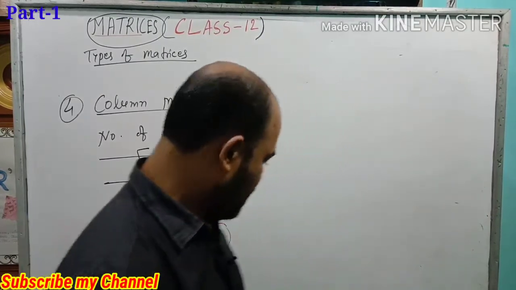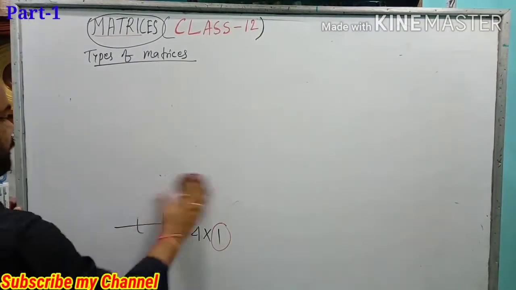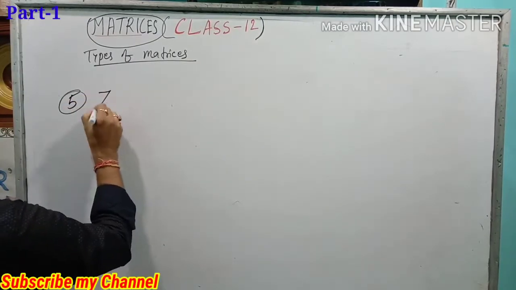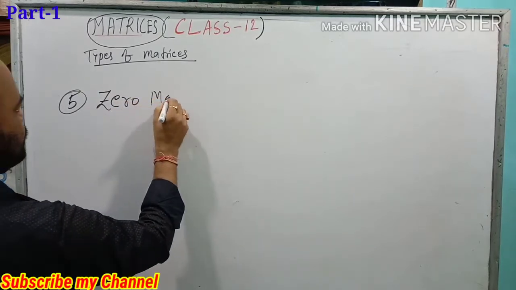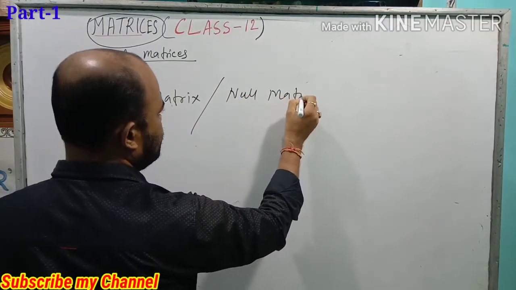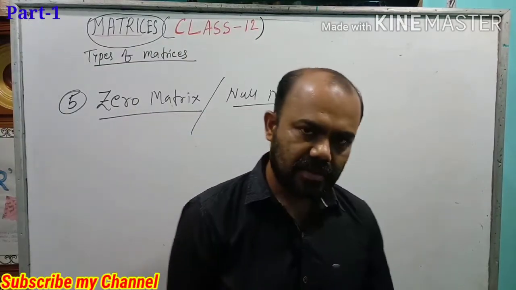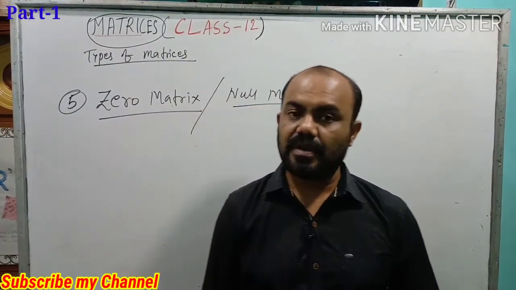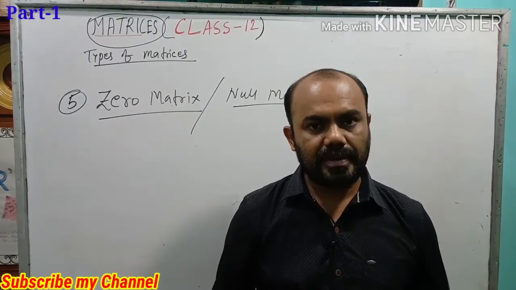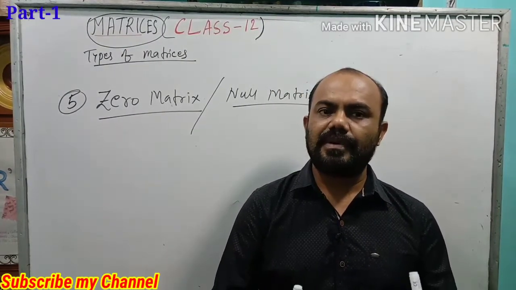The next one, a very important one, number 5: the zero matrix. The fifth type of matrix is a zero matrix. It is also called a null matrix. A zero matrix or null matrix is a matrix of any order having all its elements 0. If all the elements of the matrix are 0, then the matrix is called a null matrix, but it may be of any order.